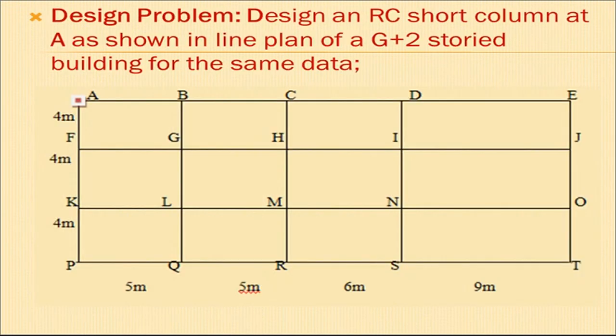Now we have taken one problem. We use the same plan which was used for the axially loaded column and the uniaxial column. Here we design the column at A, a corner column. Design the RC short column at A as shown in the line plan of a G+2 storey building for the same data.